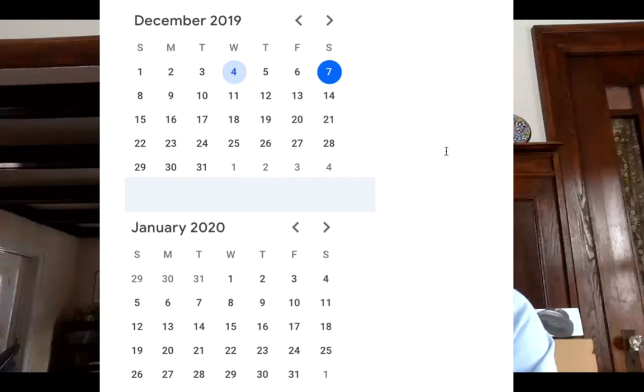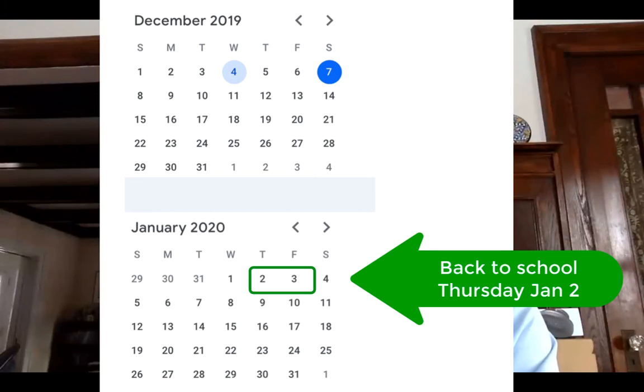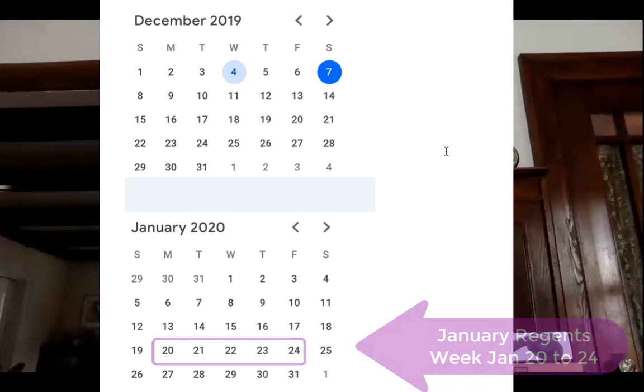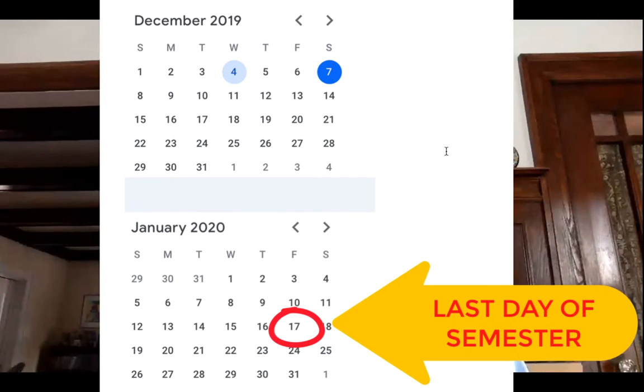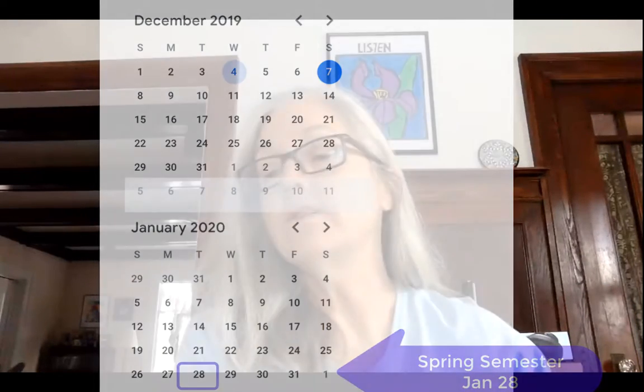Week 14 has been completed now, and I just want to let you know that there are 4 more weeks of instruction that remain. Today's December 7th, and we have 2 more weeks before we have our winter break. And then after that, we come back. We have Thursday and Friday, and then we have 2 more weeks until Regents Week. So our last day of the semester is January 17th, and then we have a new semester that starts January 28th.